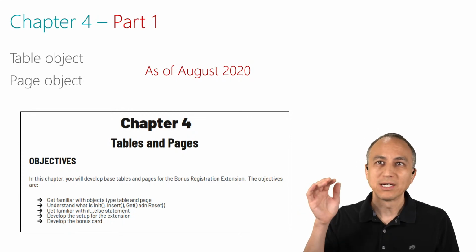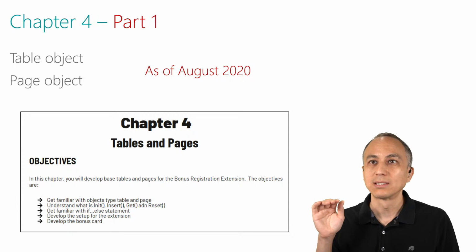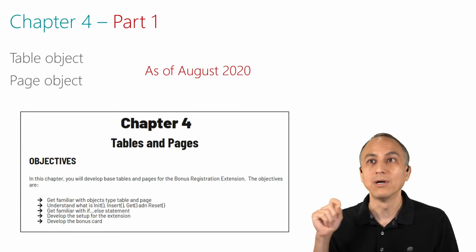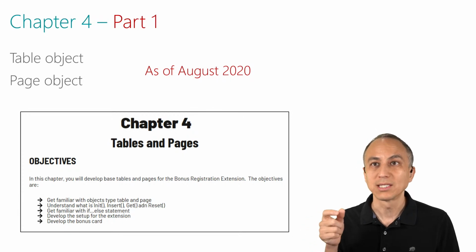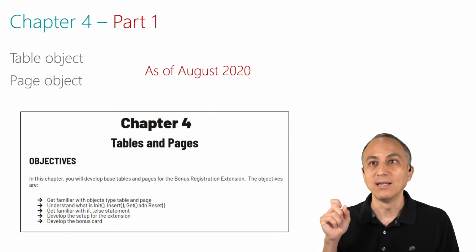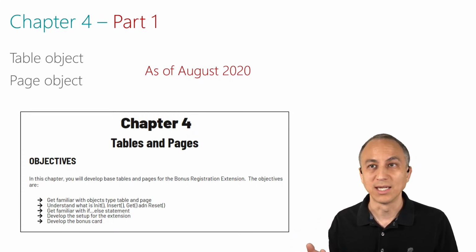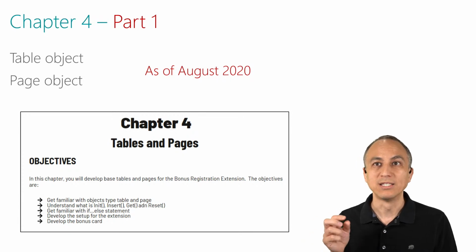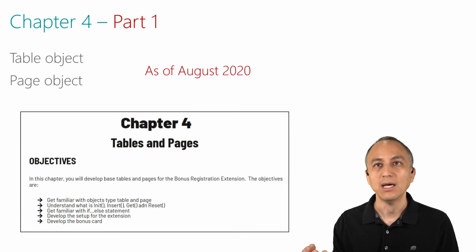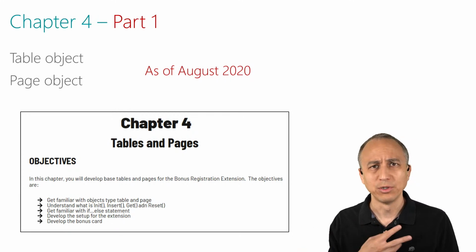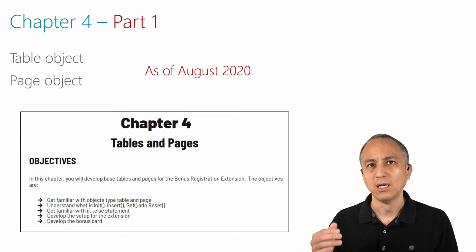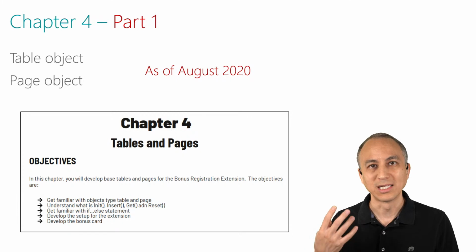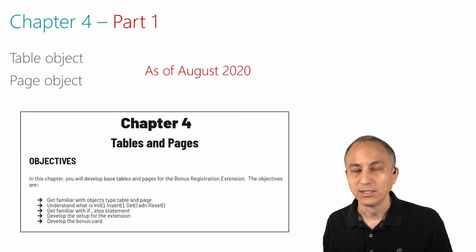So for the objectives: get familiar with the object types of table and page, so those 2 object types. Understand init, insert, get, and reset. Get familiar with if else. Develop the setup for the extension, so the setup record, and develop the bonus card, which I believe was in chapter 2 or 3 where he explains what this bonus card extension project is.